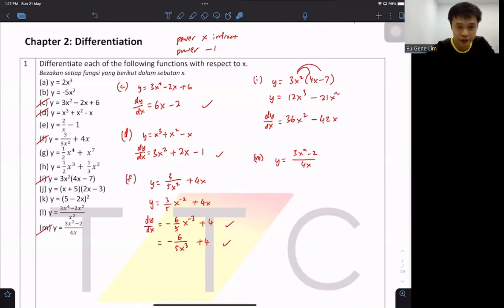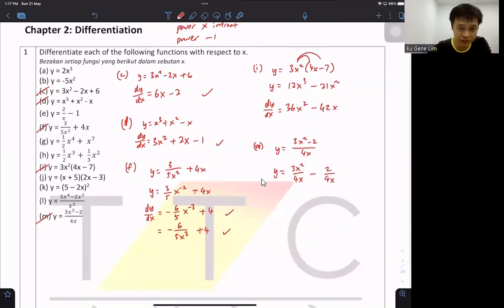Now this one you can do like this first. You don't differentiate first. You split the fraction. You see 3x squared over 4x minus 2 over 4x, like this. You separate the fraction first, and then don't differentiate first. You can simplify. You see x squared and x can cancel, isn't it? You can simplify the situation.